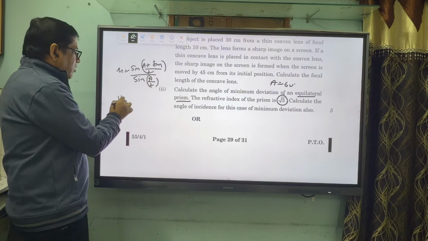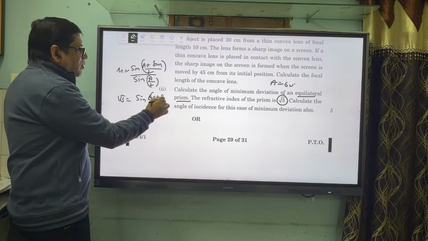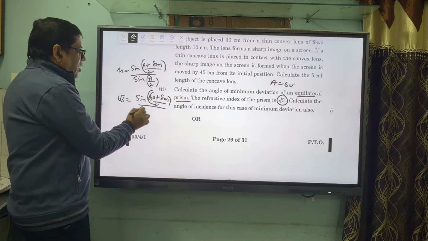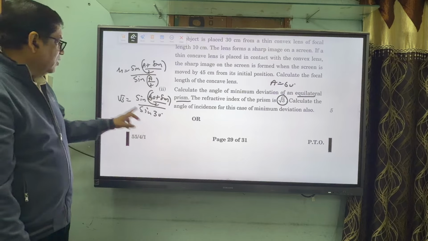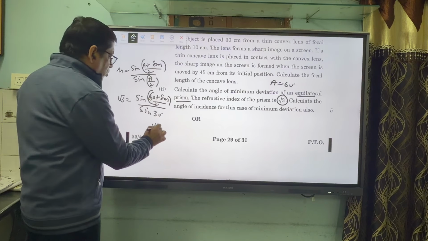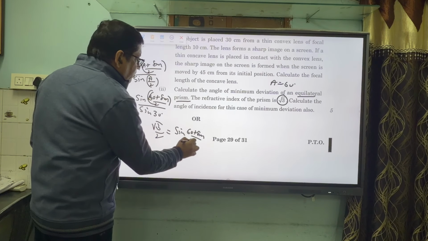म्यू की वैल्यू है √3, sin of (A is 60 degree plus delta m) divided by 2, divided by sin of 60 by 2, that is sin 30 degree. sin 30 degree होता है half, इधर जाके मल्टीप्लाई हो गया half, √3 by 2 sin of (60 plus delta m) by 2.